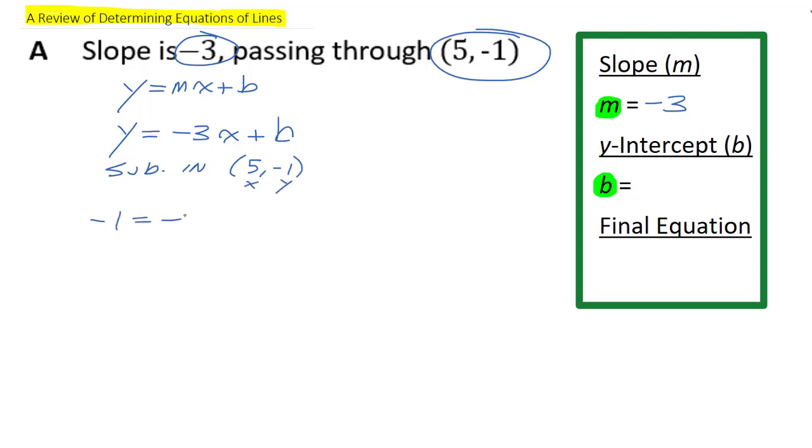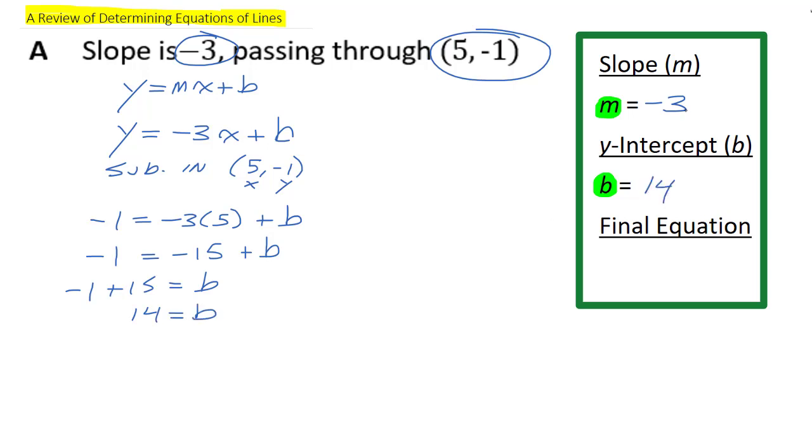All right, so -1 equals -3 times 5 plus b. -1 equals -15 plus b. All right, we're going to add 15 to both sides, so -1 plus 15 equals b. So in this case, b is 14. So there we go. There's b. So we found the two critical pieces of information.